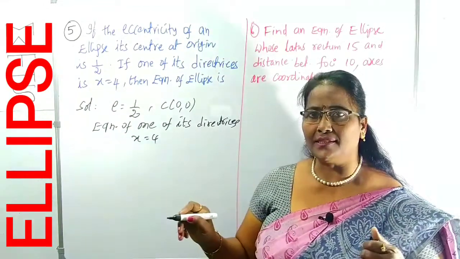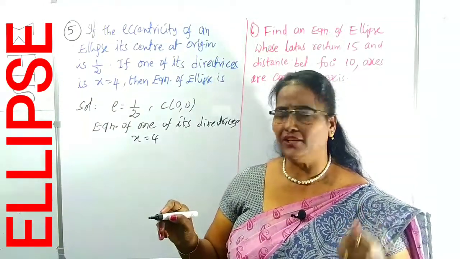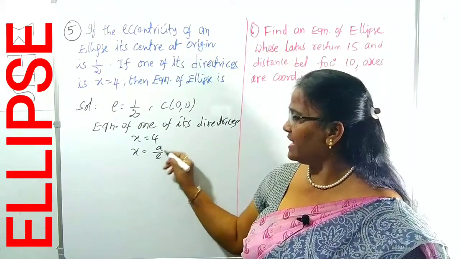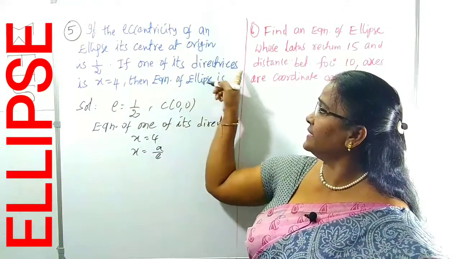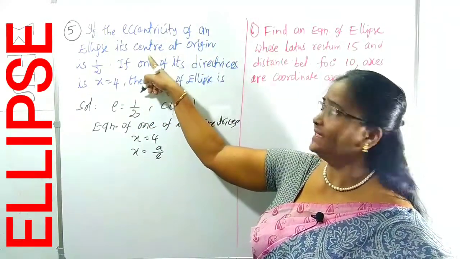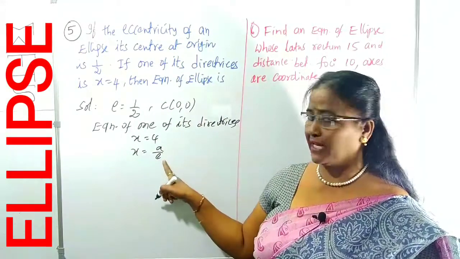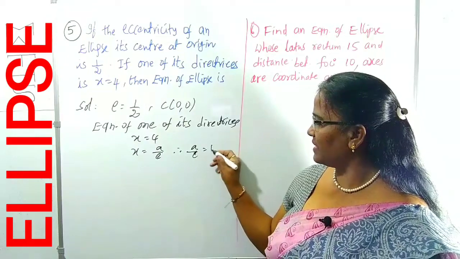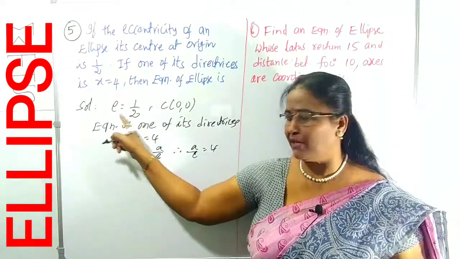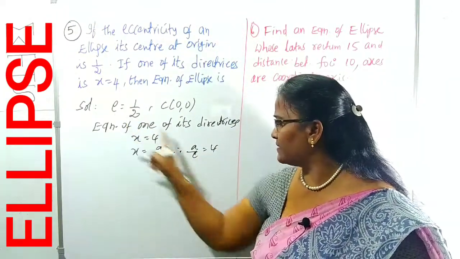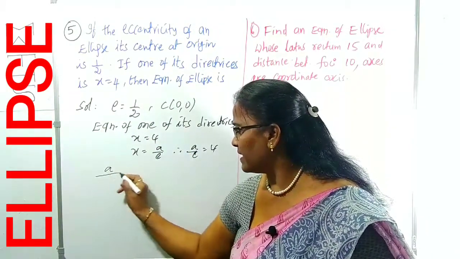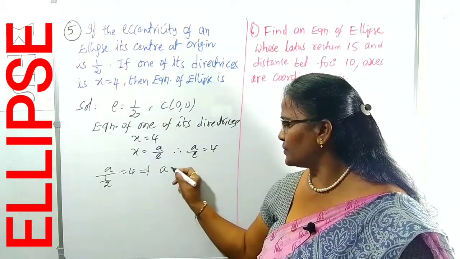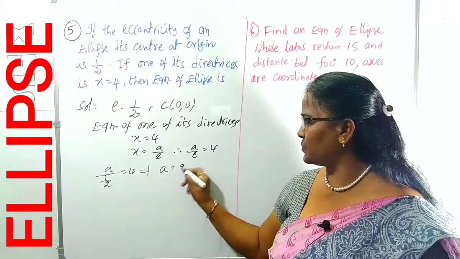According to the standard formula, the equation of directrix when the axes are coordinate axes and the center is at the origin is x is equal to a by e. Here a by e is given as 4, and e is 1 by 2. Substitute e is 1 by 2: a by 1 by 2 is equal to 4, so a is equal to 4 into 1 by 2, that is 2.